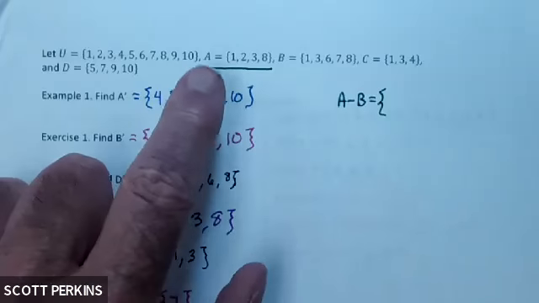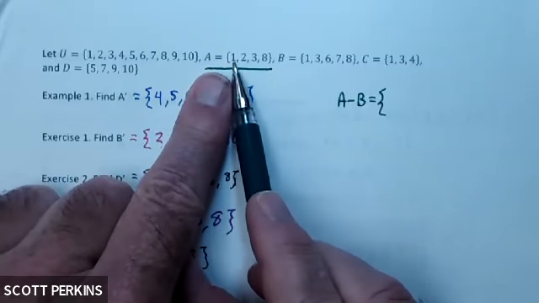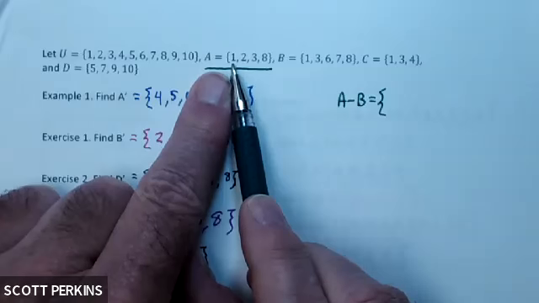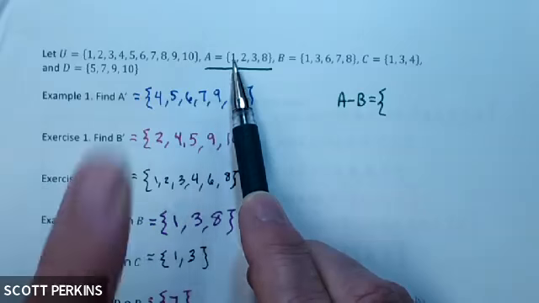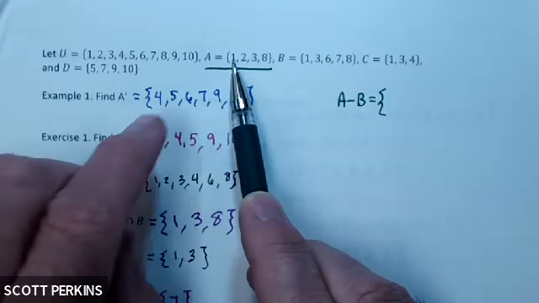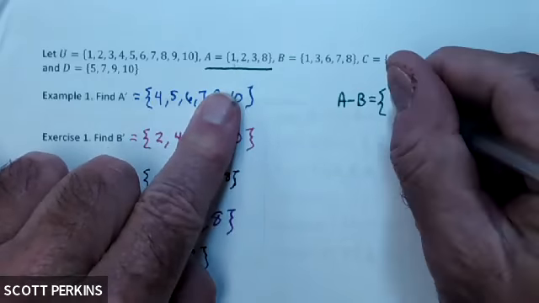So starting with set A, here's the question you're going to ask. Is this element also in B? So is the number 1 also in B? Okay, then I'm subtracting it away. Goodbye. Is the number 2 also in B? No, so 2 is going to remain.